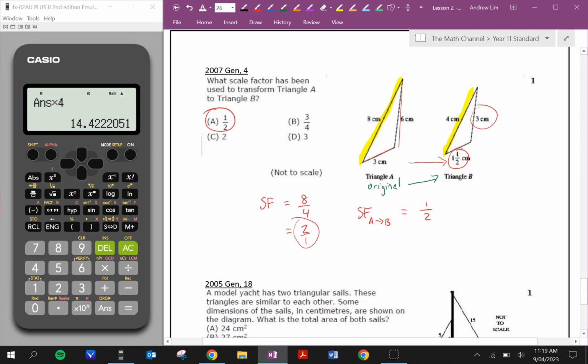And so we can just double check our answer. If I were to multiply each of these sides by that half, do I get this? 8 times half, is that 4? Yes. 6 times half, is it 3? Yes. 3 times half, is it 1.5? Yeah.